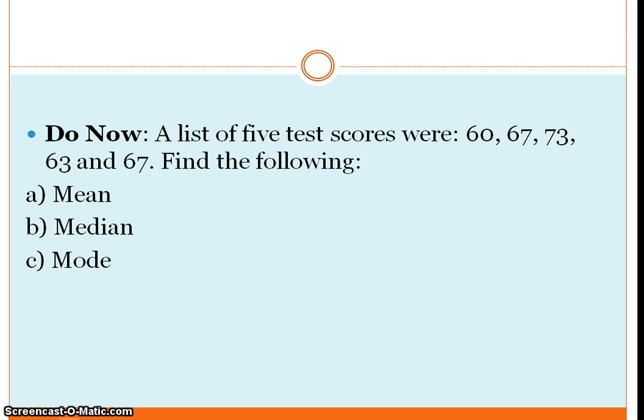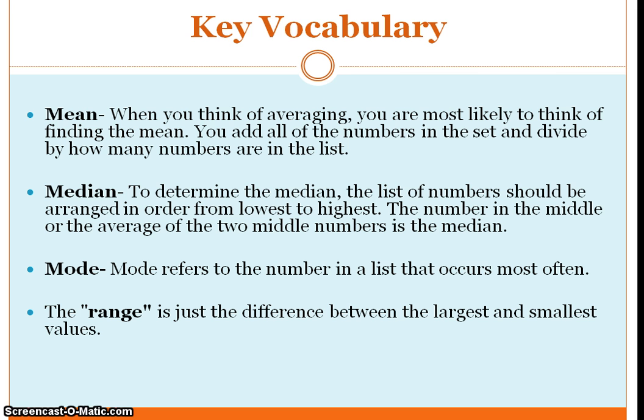Do now. A list of 5 test scores were 60, 67, 73, 63, and 67. So students are going to find out the following for their do now question for 5 minutes. What is the mean, what is the median, and what is the mode?